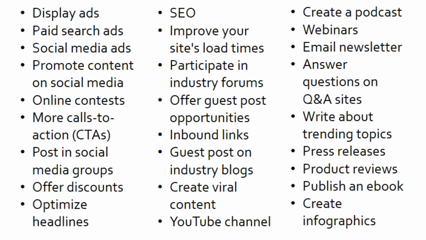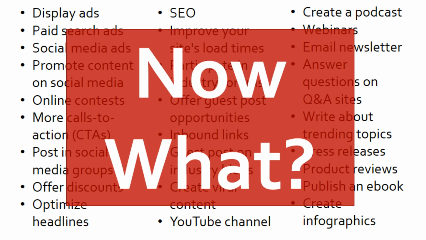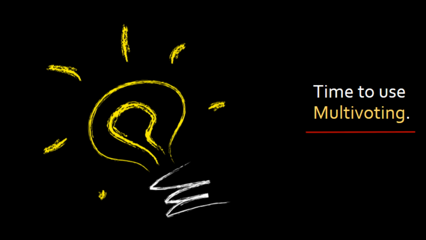There's probably good ideas on here and some that aren't so good. But the question that really ends up needing to be answered is, well, so now what? What do we do with all this stuff? We've got way too much stuff than we can handle at once. How do we sort it down? And that's where multiple voting or multi-voting comes into play.